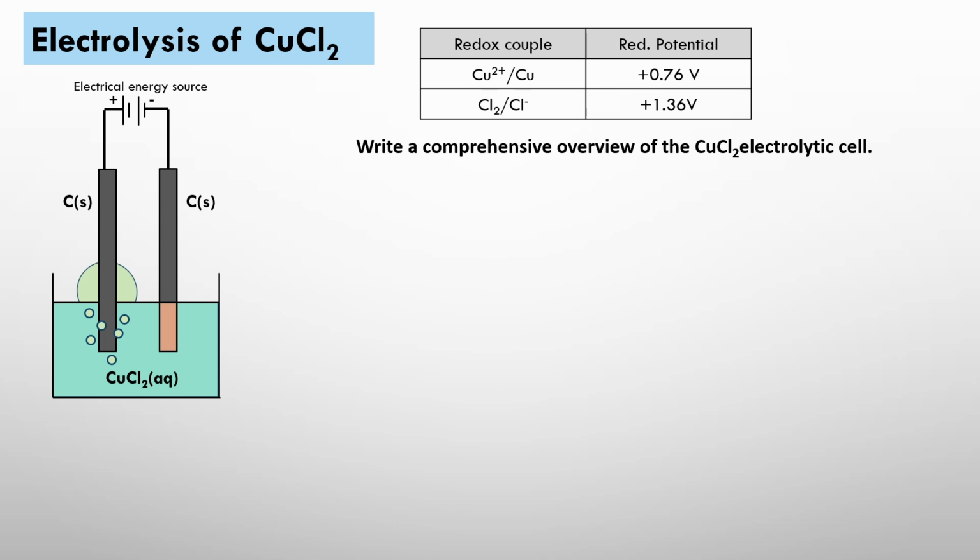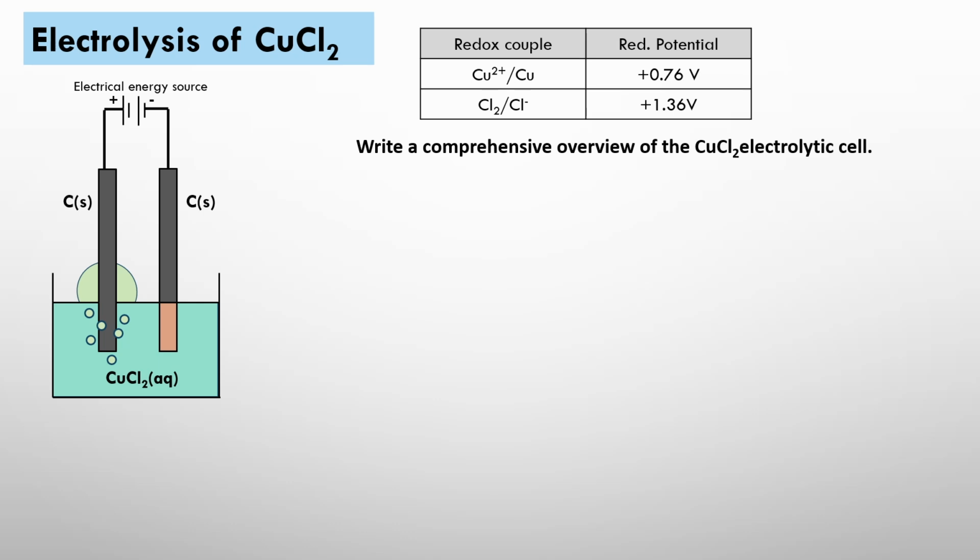Okay, so here we're going to be asked how to write a comprehensive overview of a copper chloride electrolytic cell and its reaction. Here on the left hand side we've got a picture of a cell, and on the top we have the redox potentials that we need to know. Notice that there is a power source. It's providing electrons to the right hand electrode here, and it's taking electrons away from the left hand electrode.